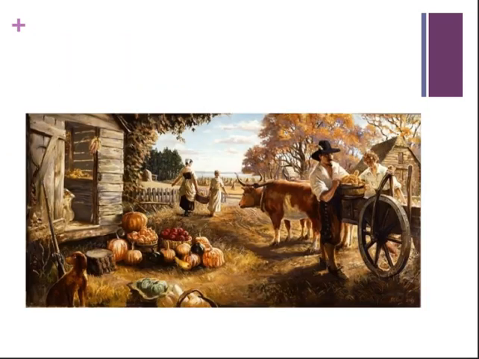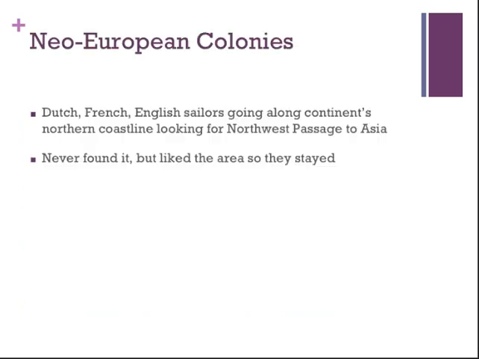So the only way to be able to make money with tobacco was to buy slaves. Here we can see one of these villages. We can see their homes, mom and dad and son and daughter working, and the different products that they are growing. Now, we also have some other colonies that are starting to play in.